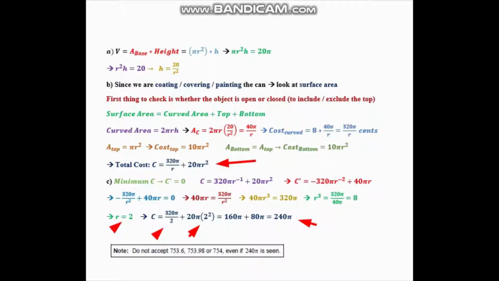You cannot use decimals or approximations. So even if you have arrived at 240 pi and then you have decided to write a decimal approximation, you shall lose marks because you were asked in the question to give the cost in terms of pi. So take a minute to look at the answer again and write it down if you will.